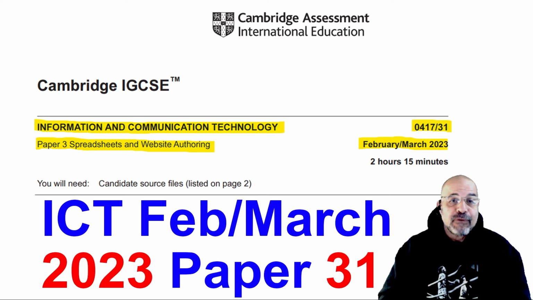2023. It's a February-March paper. Now, I sometimes find these papers a little bit easier than the November or the June papers, but let's get started with this one and see what's in store for us.